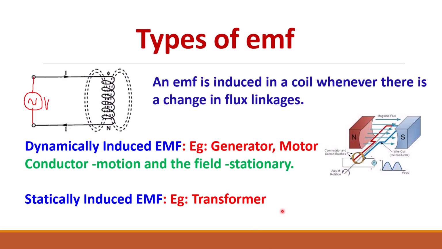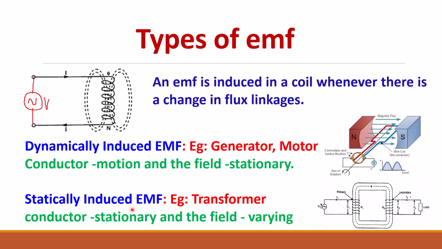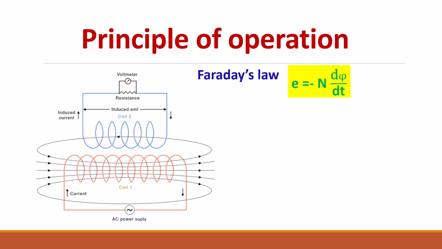In case of a transformer, what we get is called a statically induced EMF. Here the coils are kept stationary, or the conductor is kept stationary, only the field is varying. In this way we are getting the EMF in a transformer, which we call a statically induced EMF.